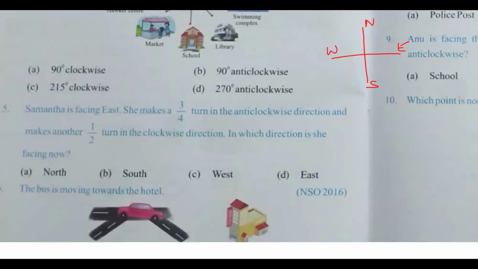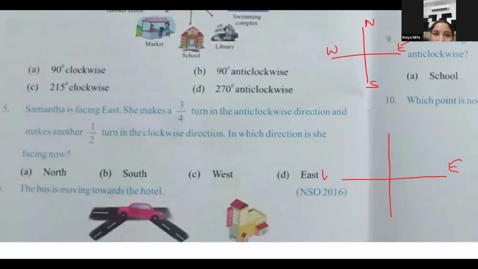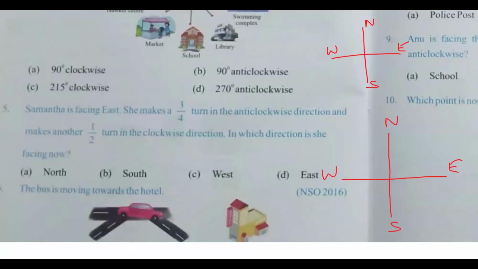Okay. So if we have drawn the directions like this, let us draw it again over here. This is east direction. This is west, north, south. Let us draw the ordinal directions also. North east, south east, south west, and north west. Now she's facing towards east. That means this direction. She's facing east direction.